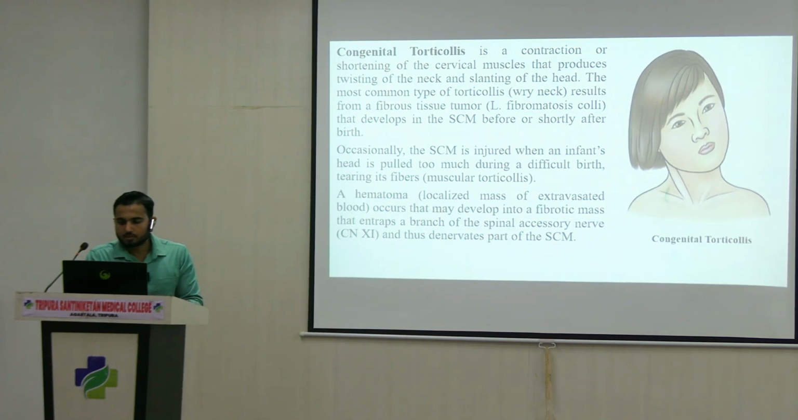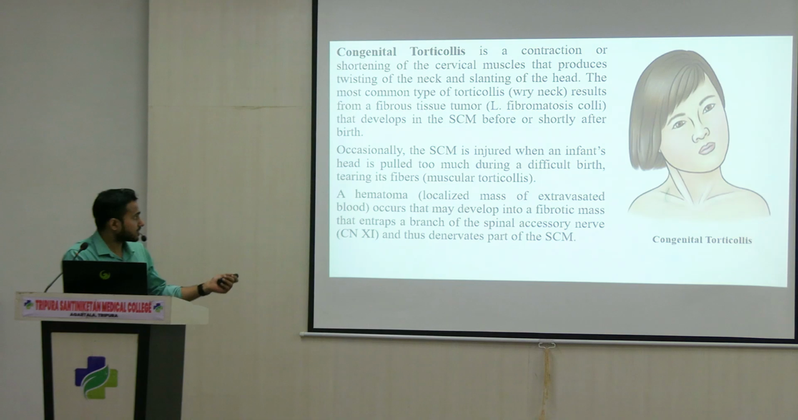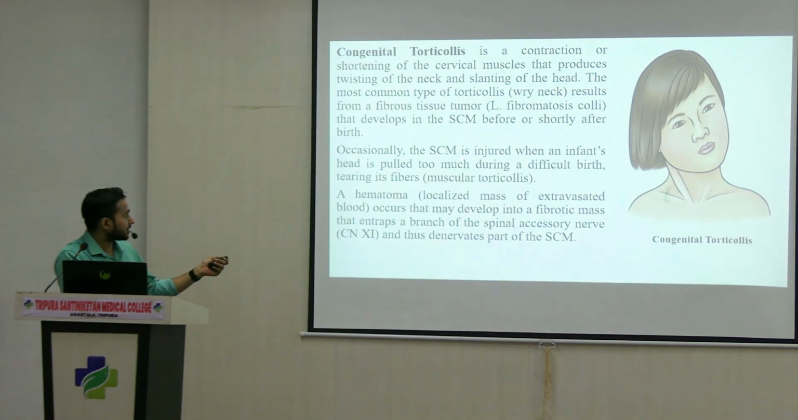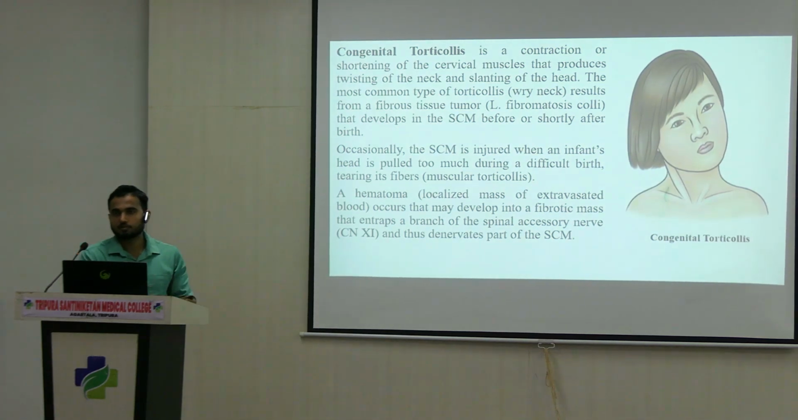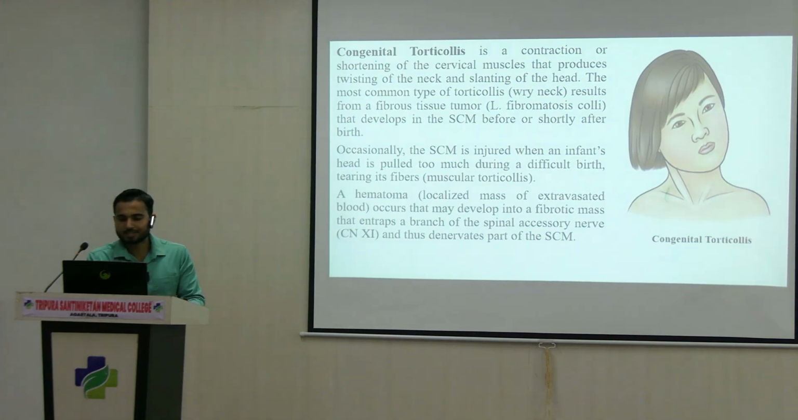Now the most common type of torticollis results from a fibrous tissue tumor, also called fibromatosis coli. It develops in the sternocleidomastoid before or shortly after birth. Okay, that's why it is referred to as congenital torticollis. Now in this, what happens? The sternocleidomastoid muscle is injured when an infant's head is pulled too much during normal delivery, normal parturition.